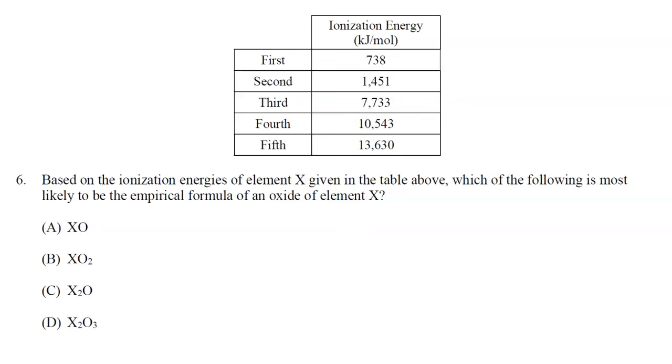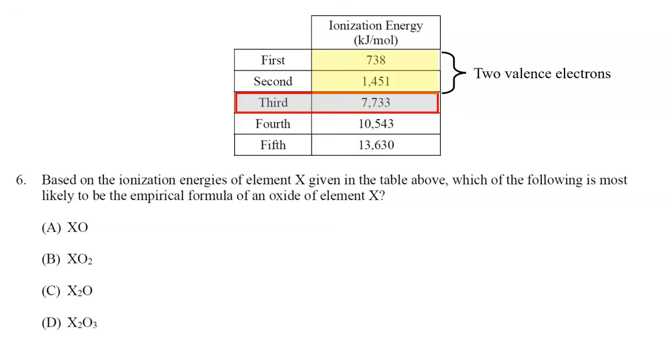So the first ionization energy of element X is 738 kilojoules per mole. The second ionization energy is 1,451 kilojoules per mole. And while that's higher than the first ionization energy, it's not a significant increase in that value. And when we get to the third ionization energy, now that is a significant increase in the ionization energy. It's 7,733.